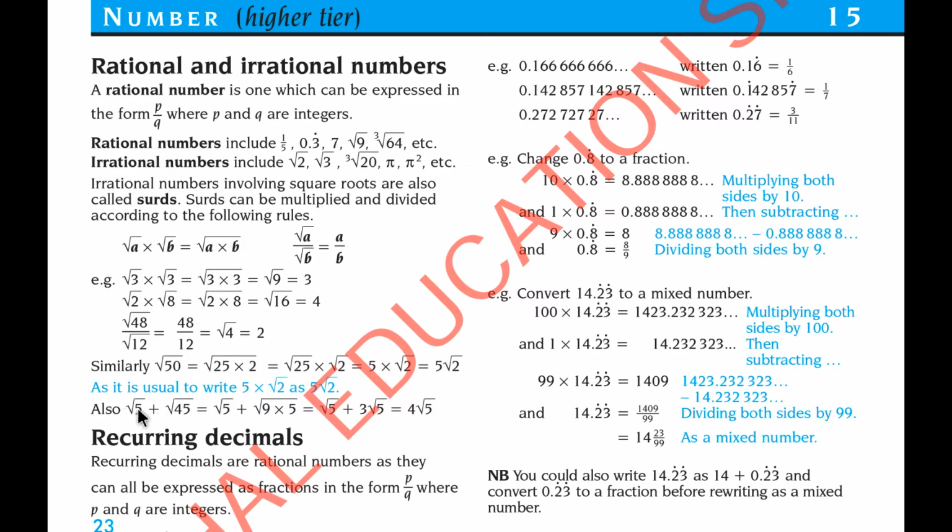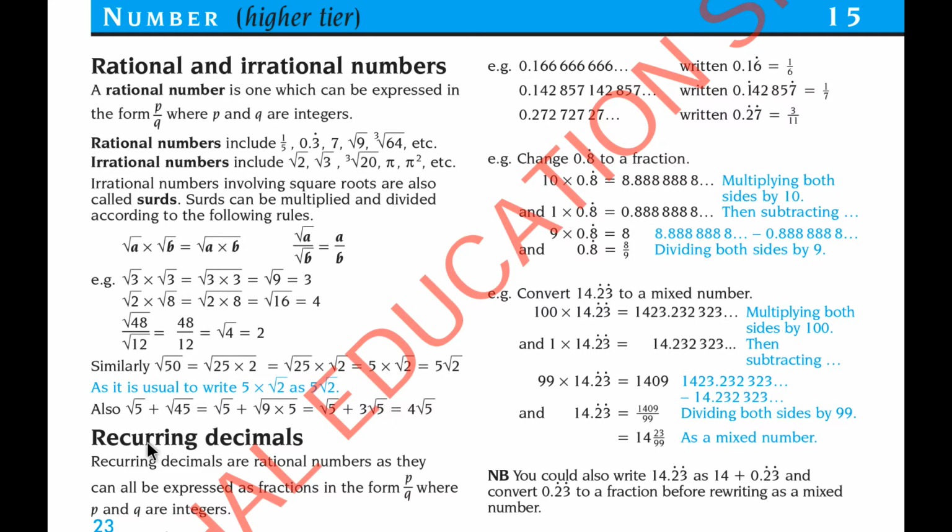Also you can write root 5 plus root 45, root 5 plus root of 9 times 5. So this root 9 means 3. So root 5 plus 3 root 5, then you can add. This is like a plus 3a, 4a. So you can write 4 root 5.